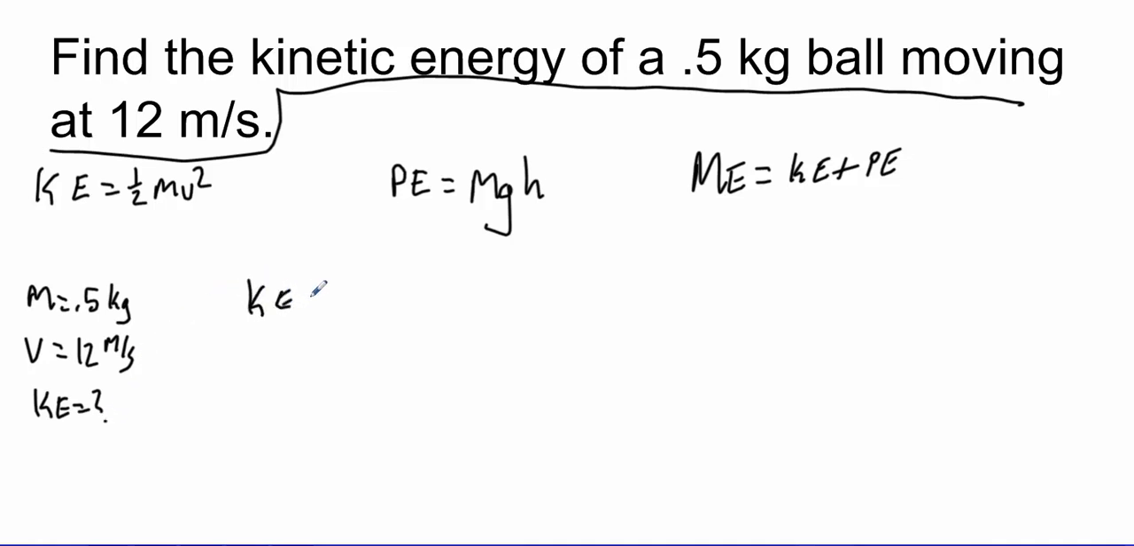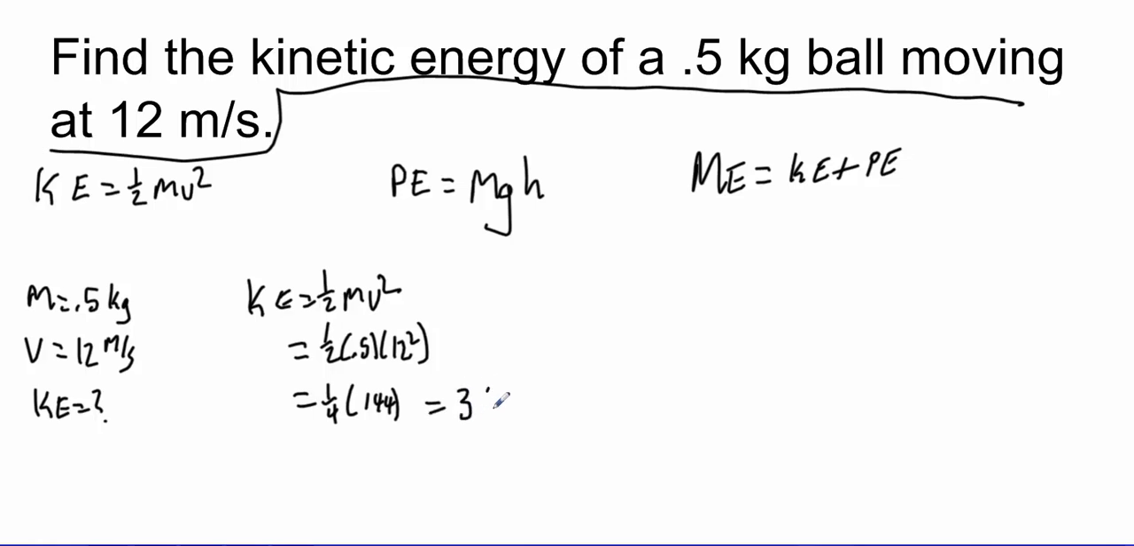Kinetic energy is half mass times velocity squared. So I'm going to take, let's see, 1/2 of 0.5 times 12 squared. Well, half of a half is a quarter, and 12 squared is 144, so this is 36 joules.